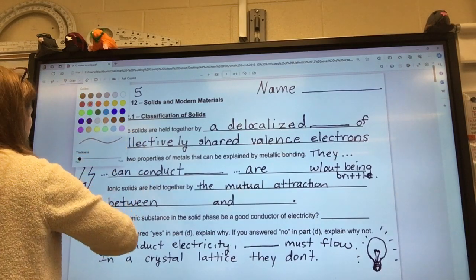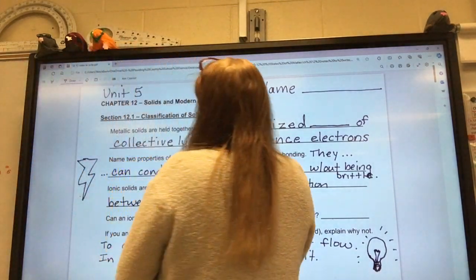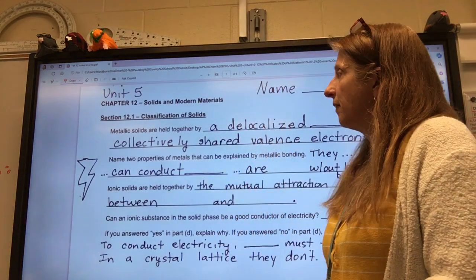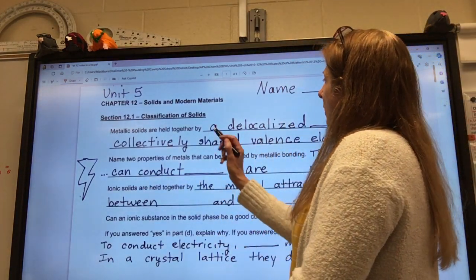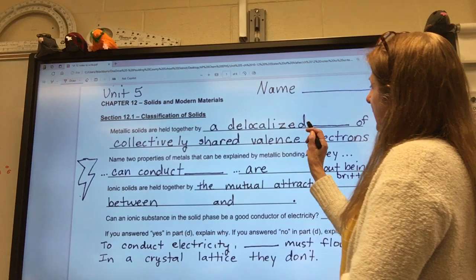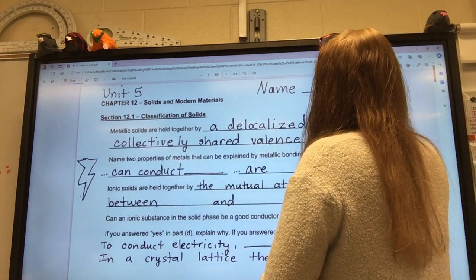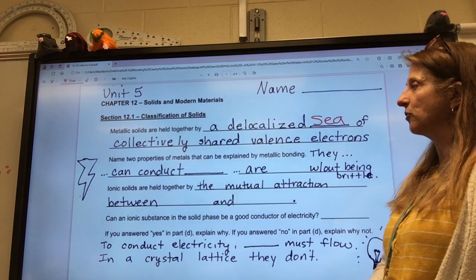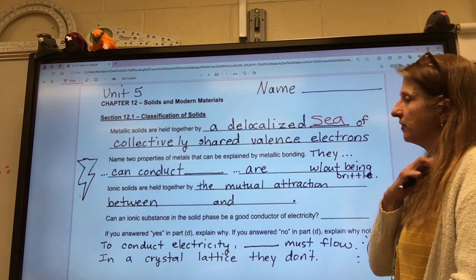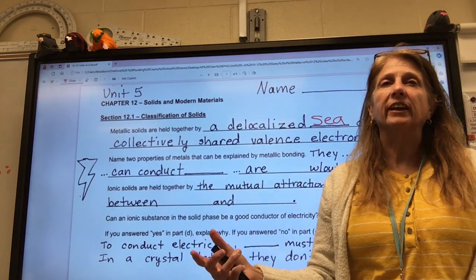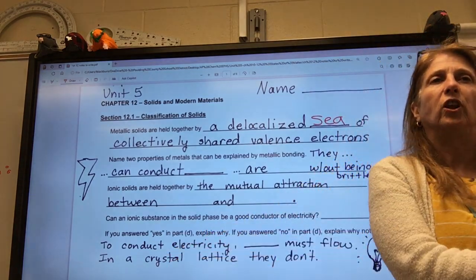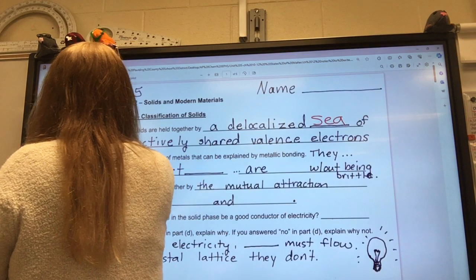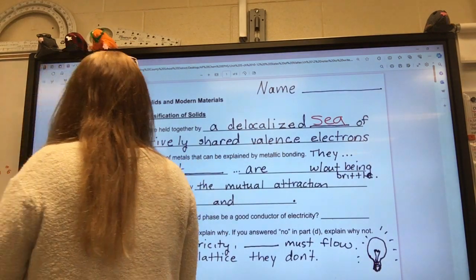We'll make it red. Okay, so metallic solids. So remember metals, they are hippies. They let their little electrons, they're held together by a delocalized sea of electrons. Remember that from honors? The metals have a sea of electrons, collectively shared valence electrons. So they're not assigned to any one particular nucleus. They just flow wherever they want to in between them. So that's our first kind of solid, these metallic solids.